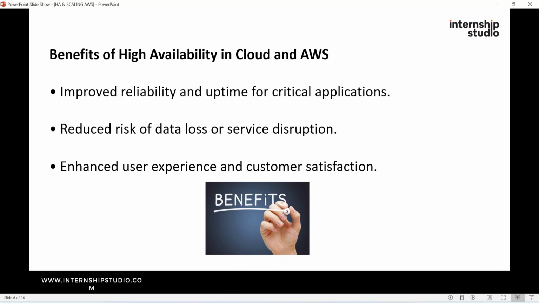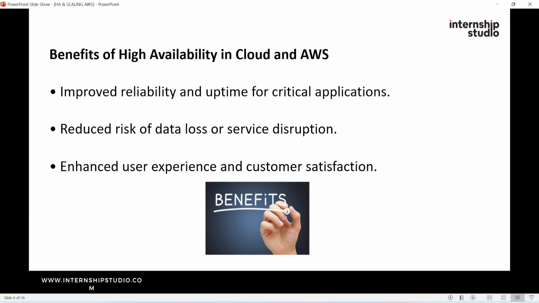Next, we should see the benefits of high availability in the cloud and AWS. One is improved reliability and uptime for critical applications. The second thing is reduced risk of data loss or service disruption. Next is enhanced user experience and customer satisfaction.